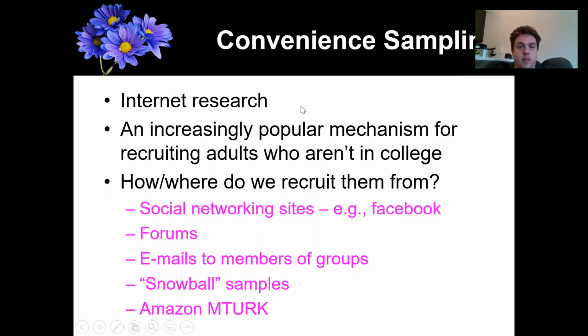Okay, another kind of method you can use in terms of convenient sampling that doesn't involve undergraduates is internet research, and this is becoming more popular because you can recruit adults that are not in college. So you can use social networking sites like Facebook. You can go to forums, send emails, snowball samples again, or Amazon MTurk. That's where people get paid a really small amount to do your study. But again, all the same considerations apply with convenient sampling.